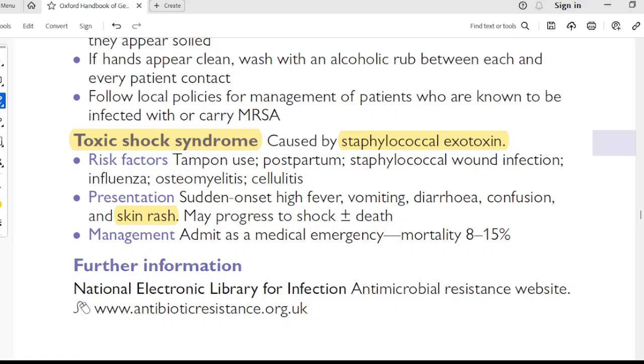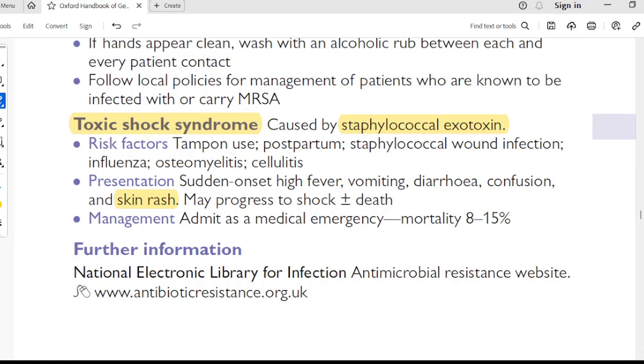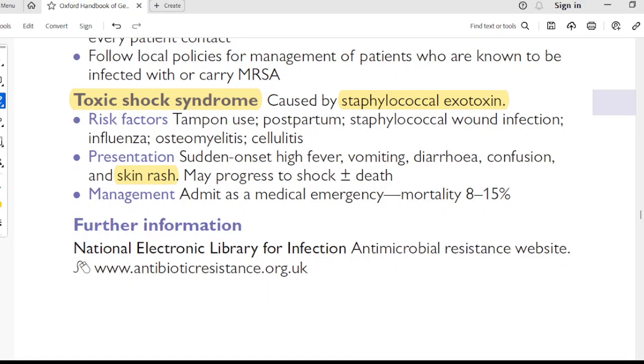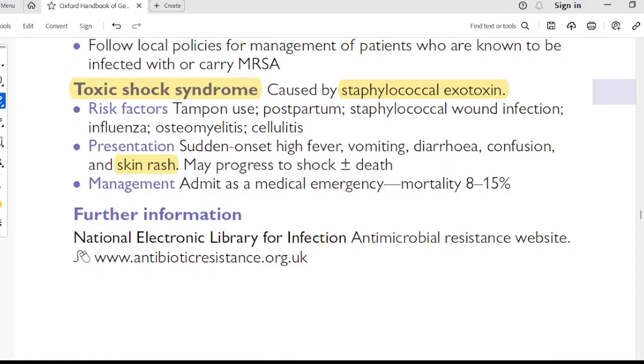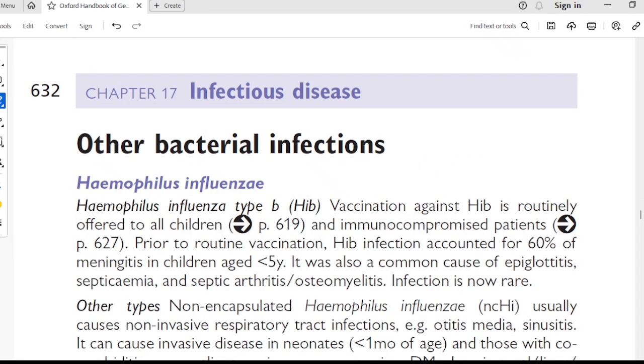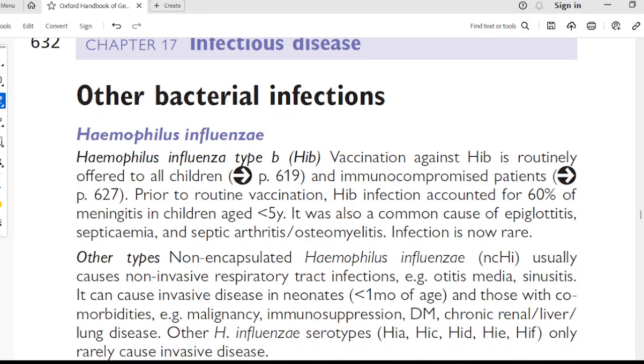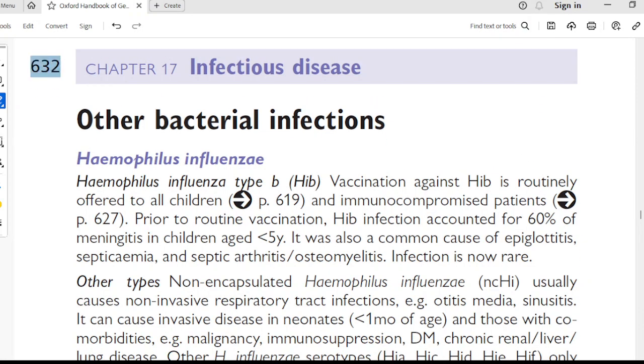Management: admit as a medical emergency. Mortality is 8 to 15%. So toxic shock syndrome is a medical emergency.